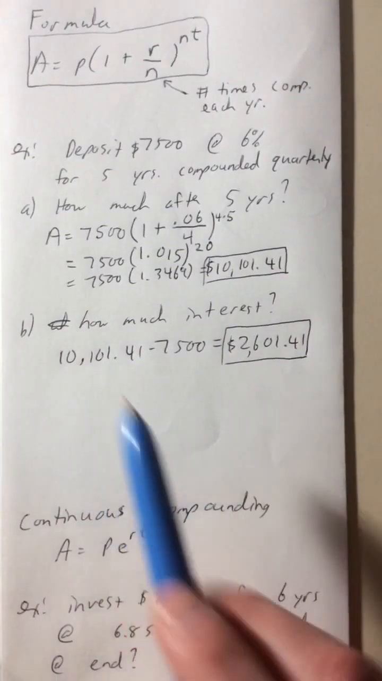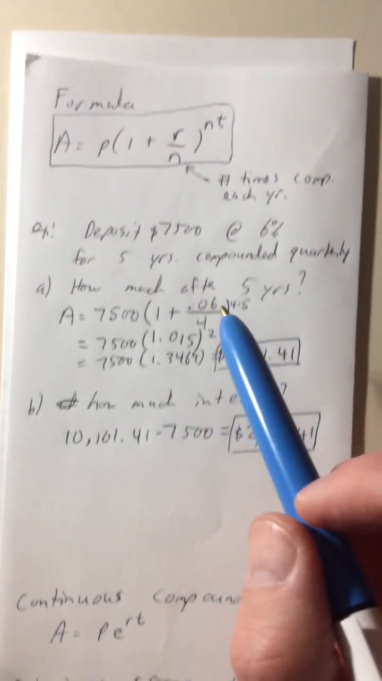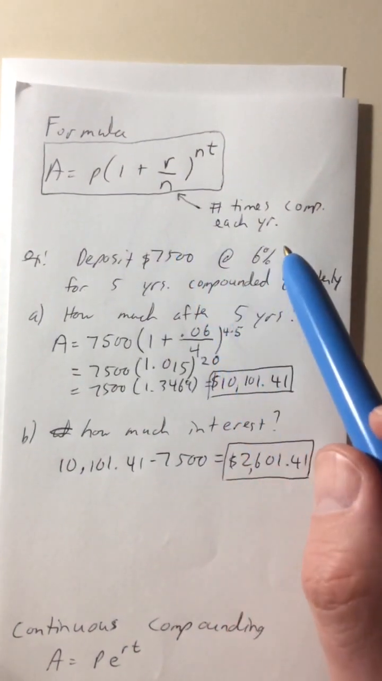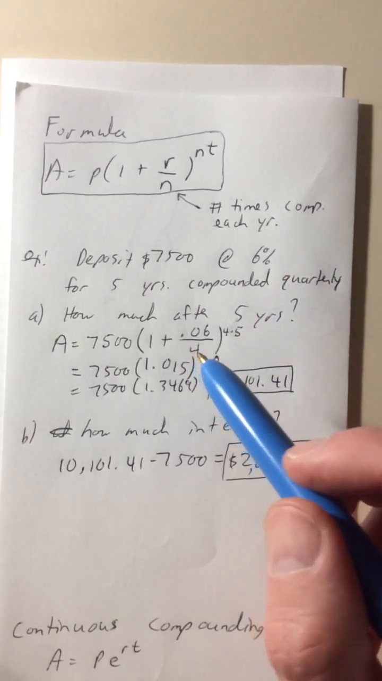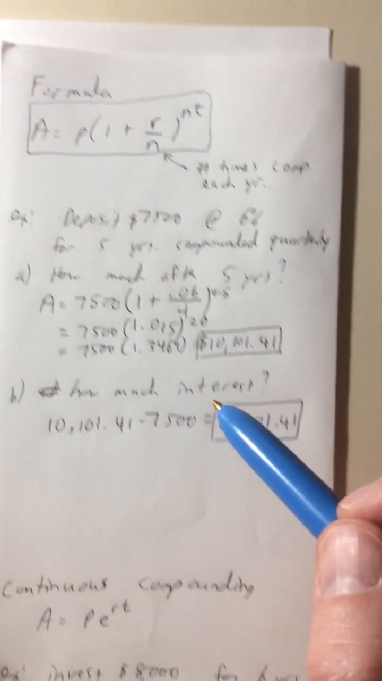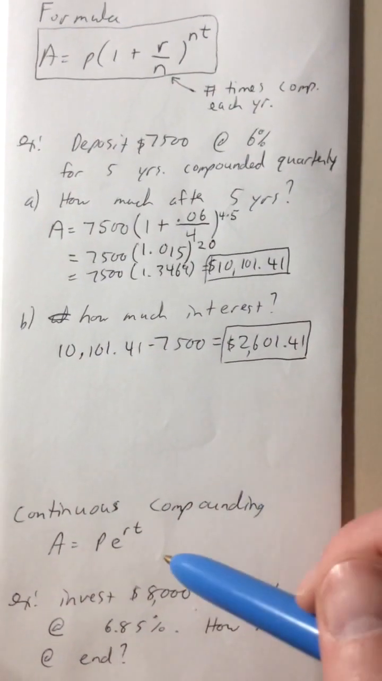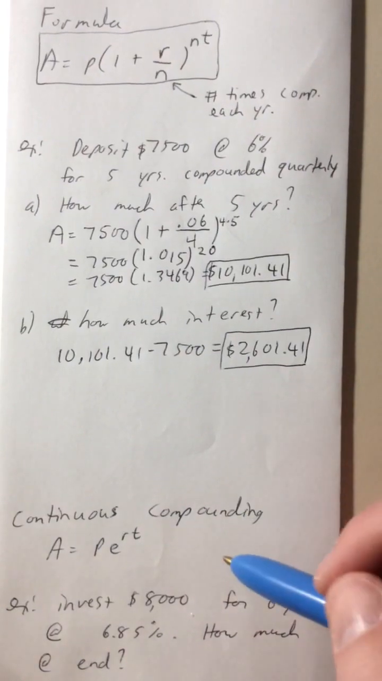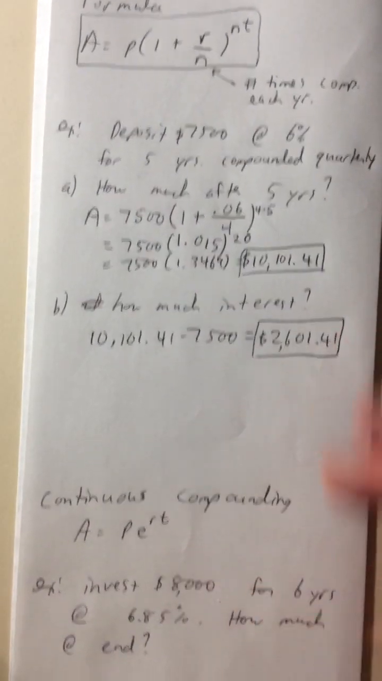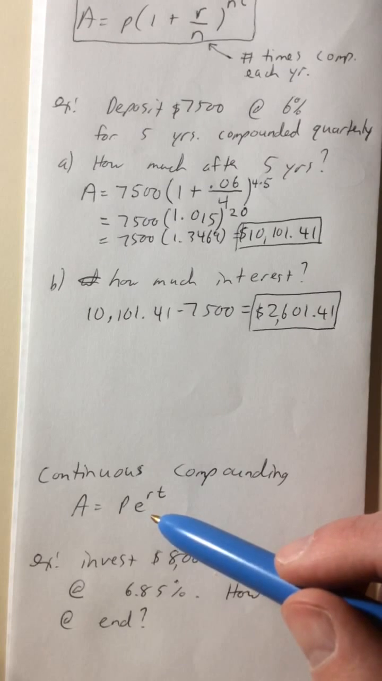Okay, so I left too much space for that. So we can compound periodically, like I said, monthly or weekly or quarterly or biannually, twice a year. Or we could compound continuously, which is all the time, every moment of every day until the compounding period is done. So that gives us a new formula here.